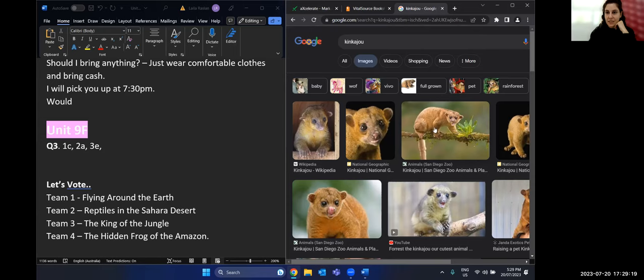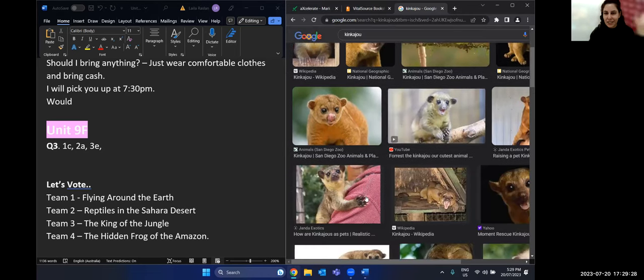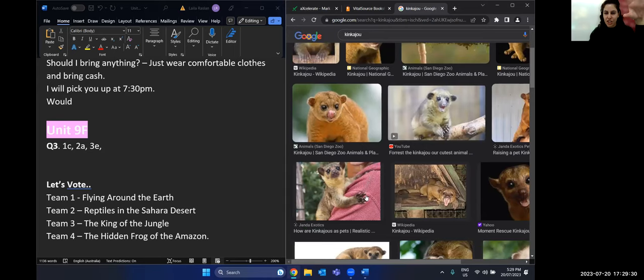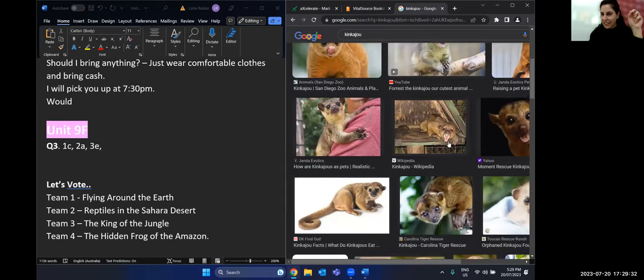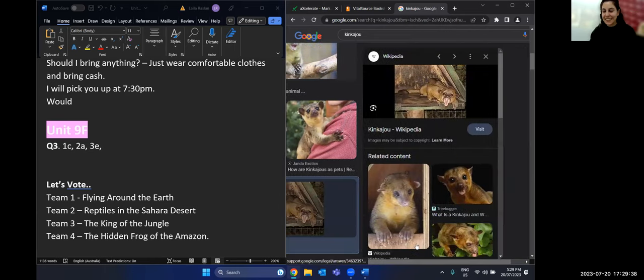Kinkajou, that's this one. Looks so cute. It does. I wonder what it sounds like. It looks like it's got very sharp claws. It looks like it can get very nasty, very angry quickly. I don't know. So that's a kinkajou. But it looks cute. Yes.